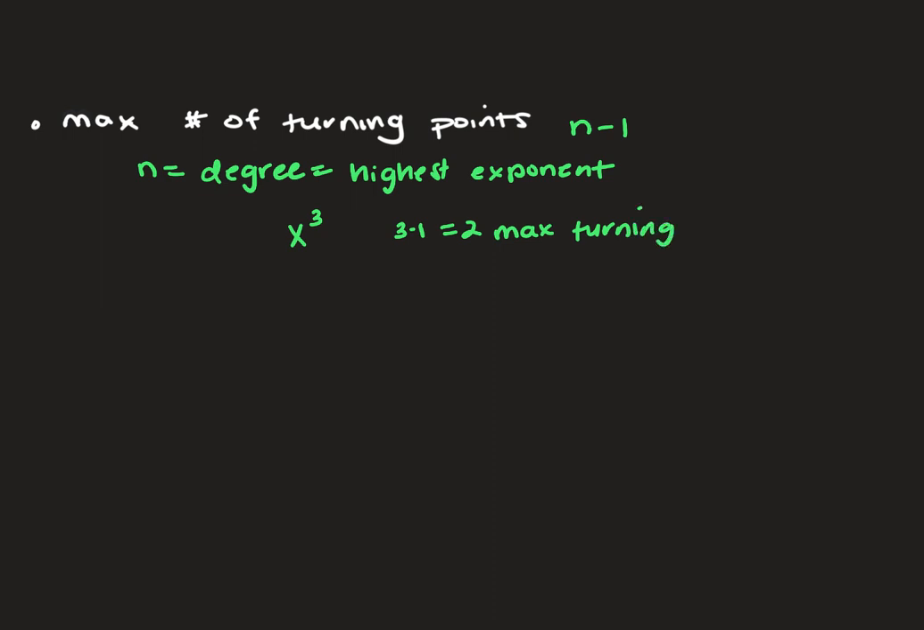So if you have a cube function and it's going to point up to the right and point down to the left, it can turn once and it can turn twice, but it can't turn more than that. Or a typical x to the third can just turn once, again, because that's a maximum number of turning points.